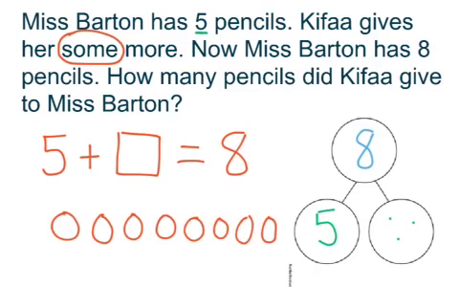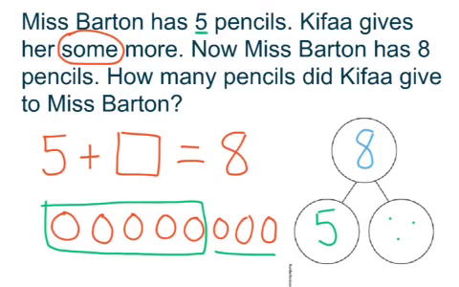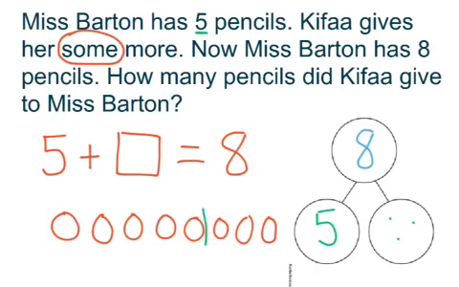Since Miss Barton had 5 of those pencils at the beginning, students would put 5 of those pencils in a box. How many pencils are not in the box? The answer is 3. One more strategy students can use is to still start with 8 circles, and instead of putting them in a box, students can cross them off.